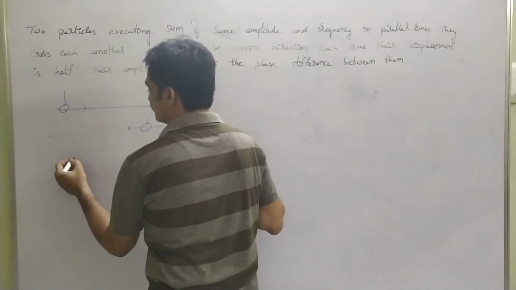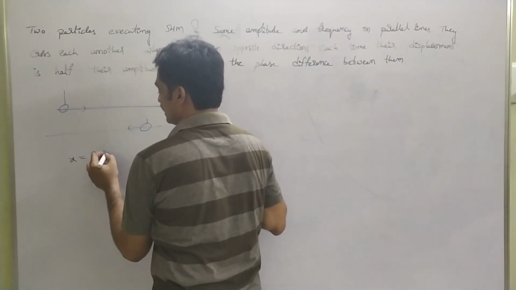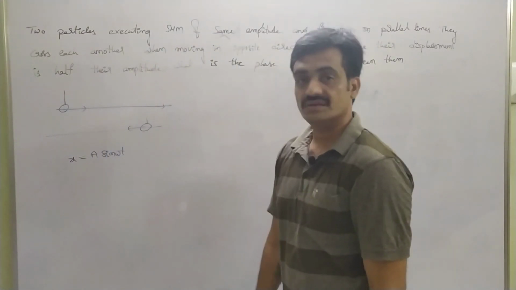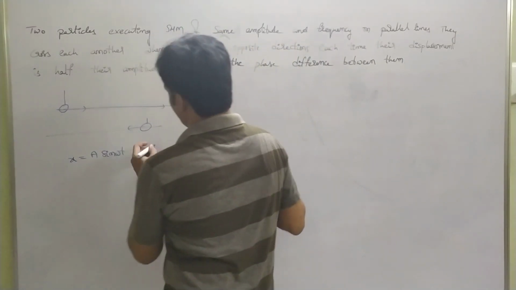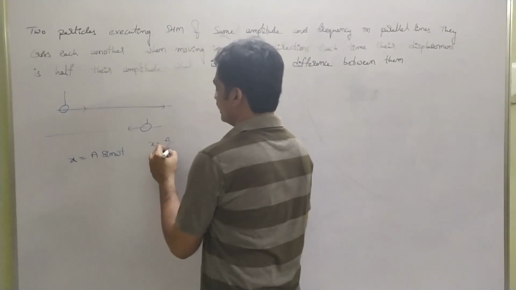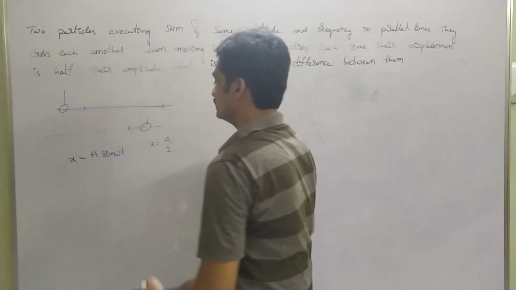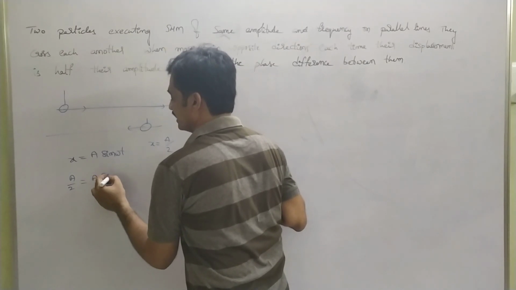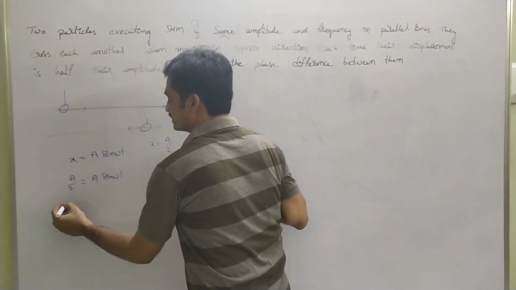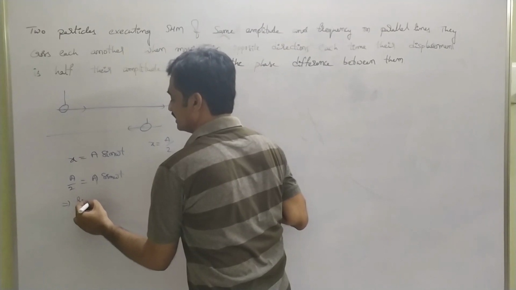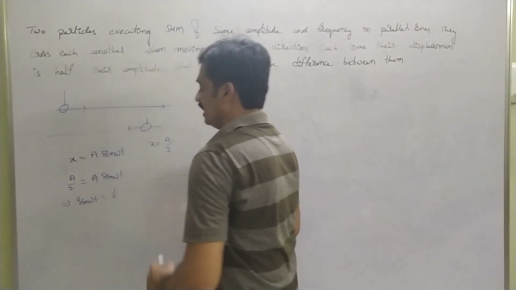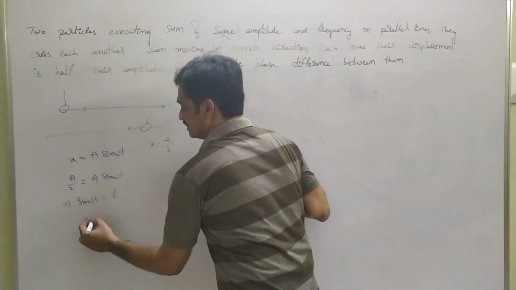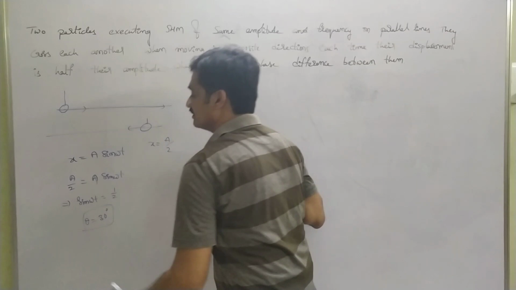Based on that, the displacement equation can be represented as x equals a sin omega t, whereas here the displacement is given as x equals a by 2, half of the amplitude. So if we substitute, we have a by 2 equals a into sin omega t. Here a gets cancelled and we get sin omega t equals 1 by 2, and in the case of sin we get 1 by 2 when theta equals 30 degrees. So the phase of one particle is 30 degrees.